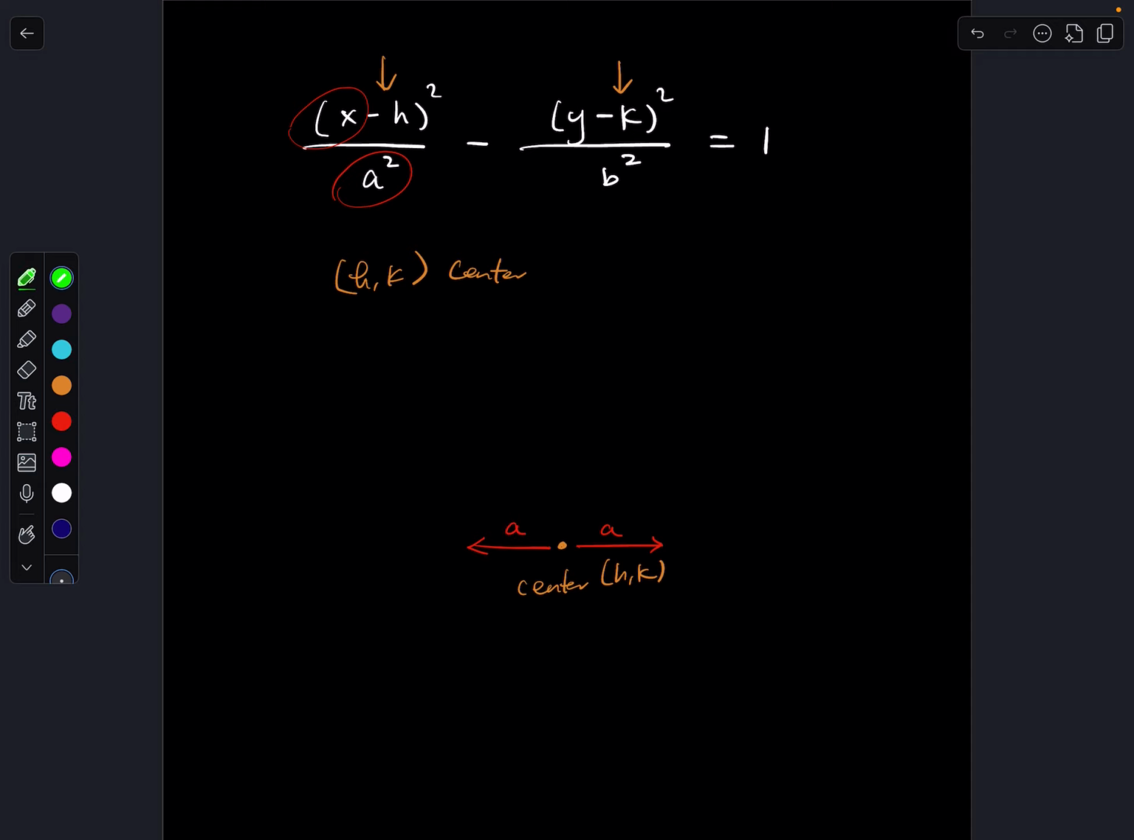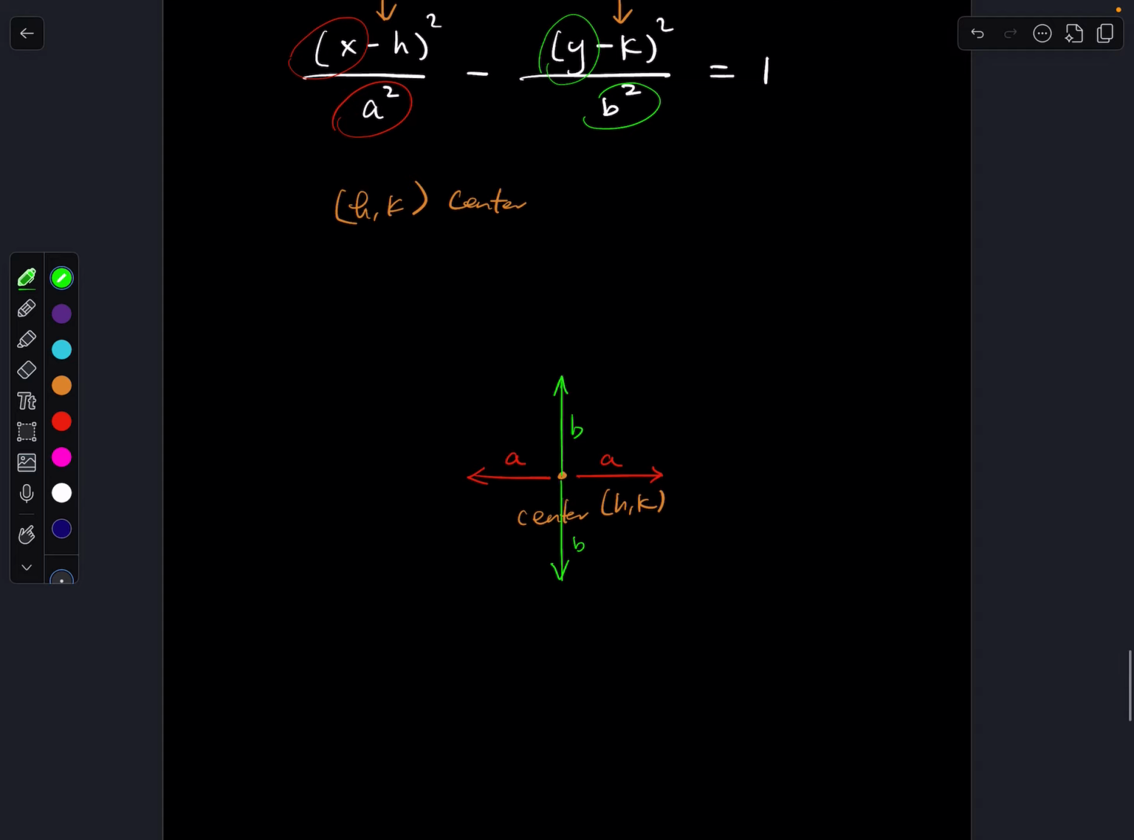The b value is under the y, which means you're going to go up and down b. Now, again, b could be longer, could be shorter, could be equal. Since we don't know what number it is, we're just going to draw b like this. Next, you're going to draw a box around it. A box will be the length and the width of this entire a and b. So here's your box. And after you draw the box, you connect what we call the diagonal.